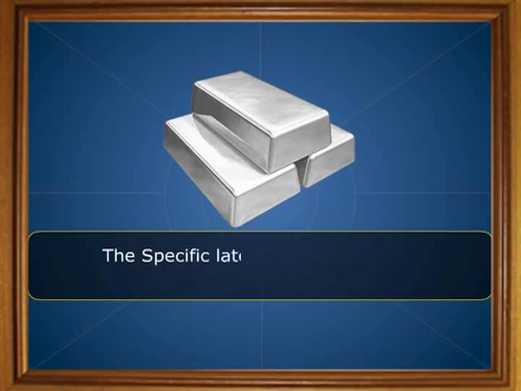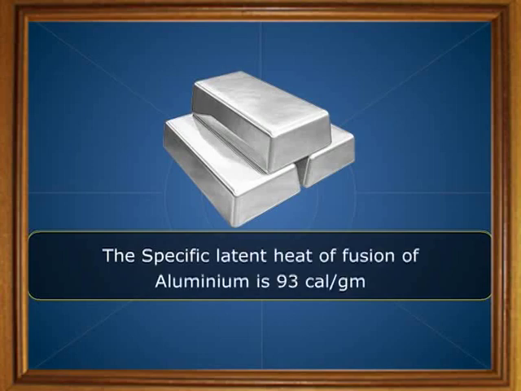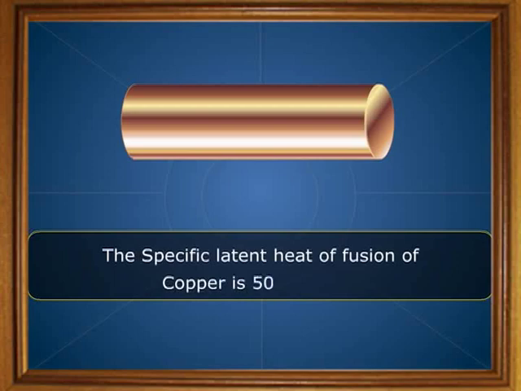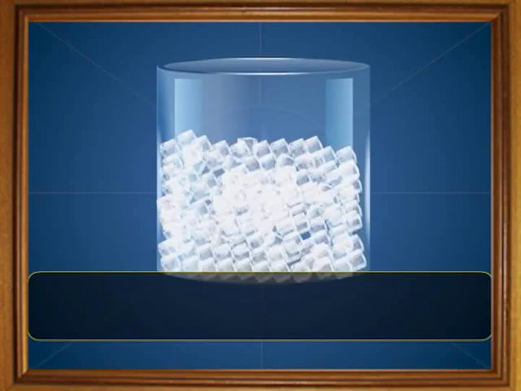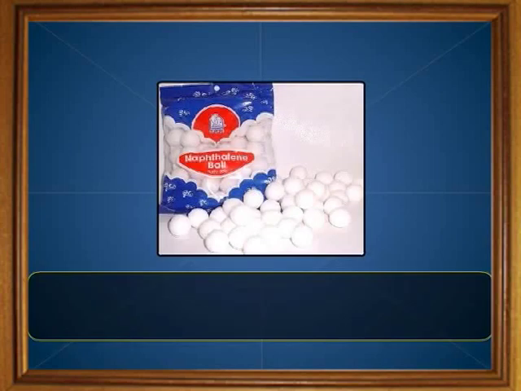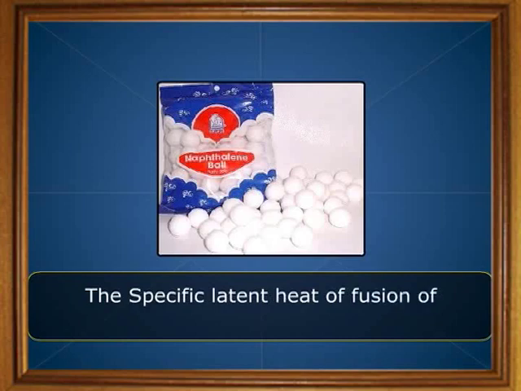The specific latent heat of fusion of aluminum is 93 calories per gram. The specific latent heat of fusion of copper is 50.6 calories per gram. The specific latent heat of fusion of ice is 79.71 calories per gram, and the specific latent heat of fusion of naphthalene is 35.6 calories per gram.